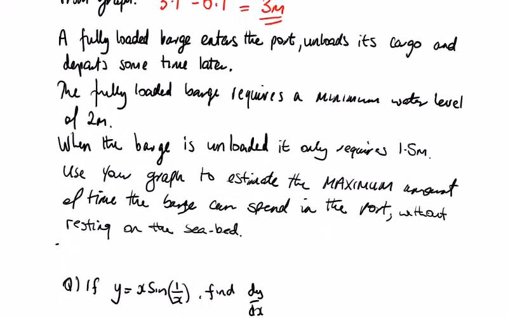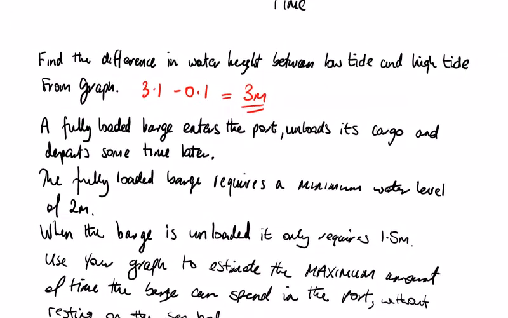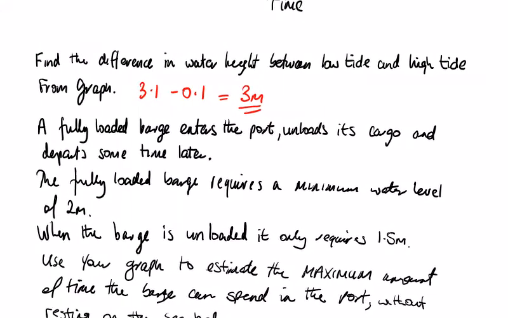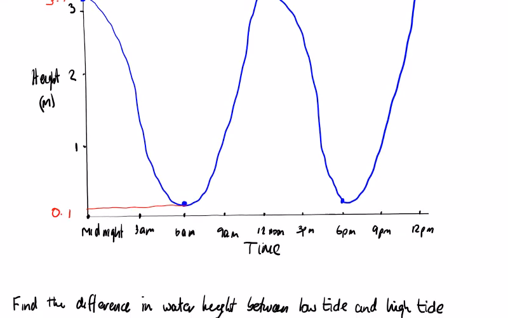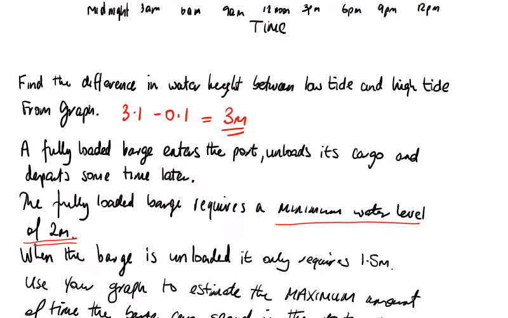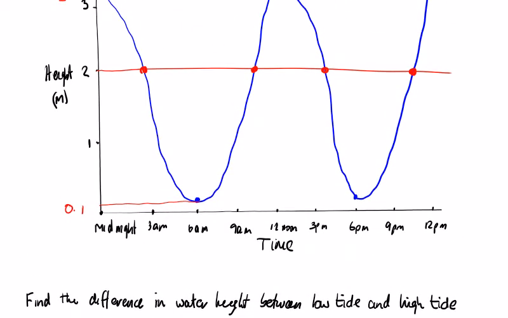And the last part, I think, is this the last part? Yeah. A fully loaded barge enters the port, unloads its cargo, and departs sometime later. The fully loaded barge requires a minimum water level to enter of 2 meters. Okay, let me put that on straight away. 2 meters is here. So it can enter here, here, here, or here. And then when the barge is unloaded, it only requires 1.5. Okay, well, let's put that on first. 1.5.